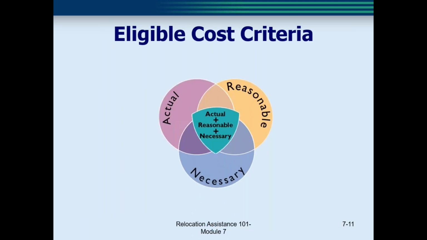So anyone who qualifies as a displaced person and who moves from a farm, a business, or a nonprofit organization is eligible for payment of the actual moving and related expenses. But how would the agency know if a moving expense is actual? Well, you're going to know it's actual because you're going to have a receipt, or you're going to have a paid invoice from a mover, or they're going to give you canceled checks to show that they actually incurred the cost.